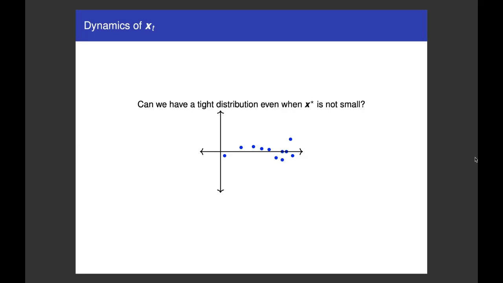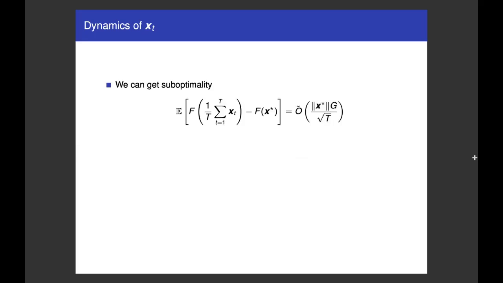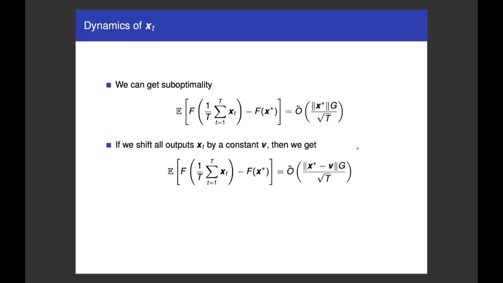Well, let's see one approach that might give us some way to get it. So remember again that we get suboptimality norm of x star times g over root t. The approach we're going to suggest is just to shift all the outputs by some constant v. So we pick some vector v, and whenever we try to play xt, we'll instead use the iterate xt plus v. If that happens, then that's like shifting the origin to be at v. So instead of our convergence rate depending on norm of x star, it'll depend on norm of x star minus v. If v happened to be close to x star, this is of course way, way better. On the other hand, this doesn't really solve the problem. How do I find a v that's close to x star without knowing what x star is? That's a chicken and the egg type problem here.